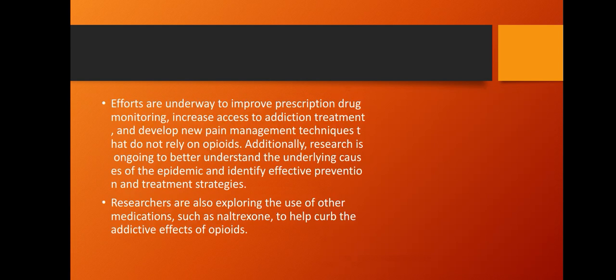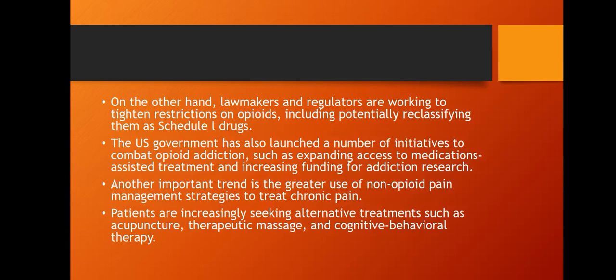On the other hand, lawmakers and regulators are working to tighten restrictions on opioids, including potentially reclassifying them as scheduled drugs. The U.S. government has also launched a number of initiatives to combat opioid addiction, such as expanding access to medication-assisted treatment and increasing funding for addiction research.